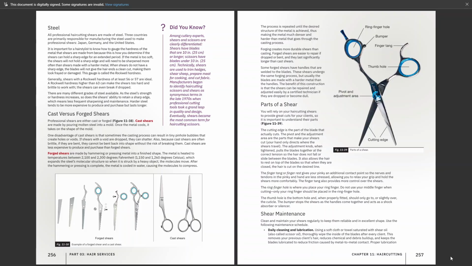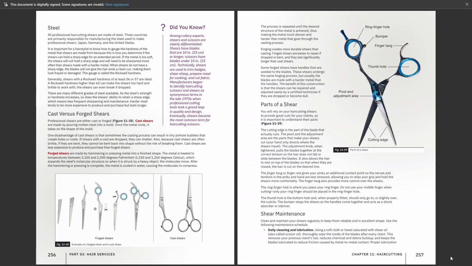Parts of a shear. You will rely on your haircutting shears to provide great cuts for your clients, so it is important to understand their parts. Figure 11-39, parts of a shear: ring finger hole, bump, finger tang, thumb hole, pivot and adjustment area, and the cutting edge. The cutting edge is the part of the blade that actually cuts. The pivot and the adjustment areas are the parts that make the shears cut. Your hand only directs where the shears travel.